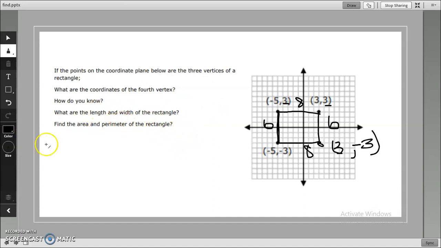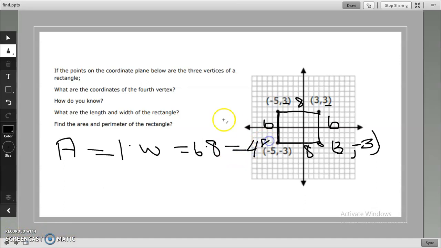The area of a rectangle, if you recall, is the length times the width. So we have 6 times 8, and 6 times 8 is, you guessed it, 48. Well, you didn't guess it, you knew it.